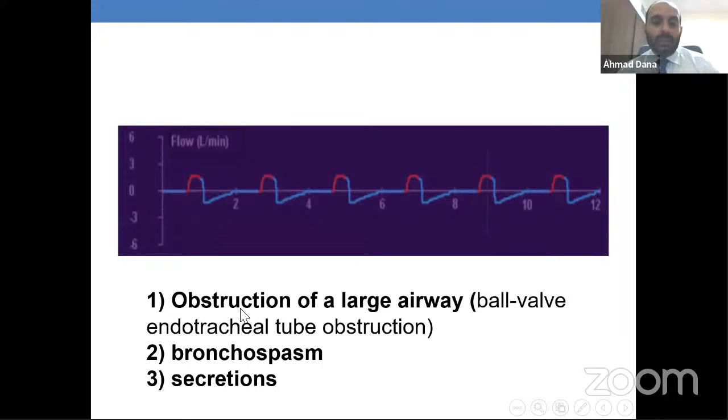It happens in certain situations. There is obstruction in the large airway, valve, endotracheal tube obstruction, bronchospasm, or secretions. So this is a good indicator for the nurses, especially, of when to go for suction. If you see that this line is not clean, it is really ugly, or the shape of it is going very slowly to the baseline, this means that there is some obstruction, and this is the time you need to do suction.